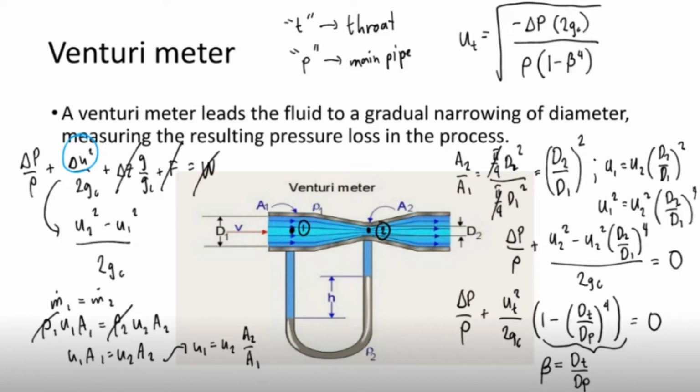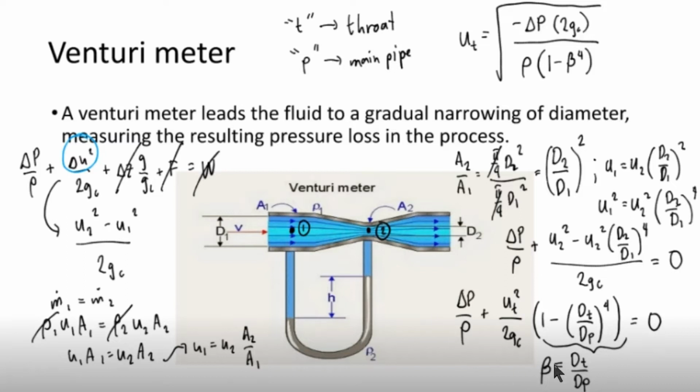With this simple equation, we can solve for the velocity of the fluid in the throat of the Venturi. What we only need is delta P or the pressure drop across the Venturi. We also need the density of the fluid and the beta or the ratio of diameters of the throat and of the pipe. As you can see in this figure, the throat diameter is smaller than the diameter of the pipe.